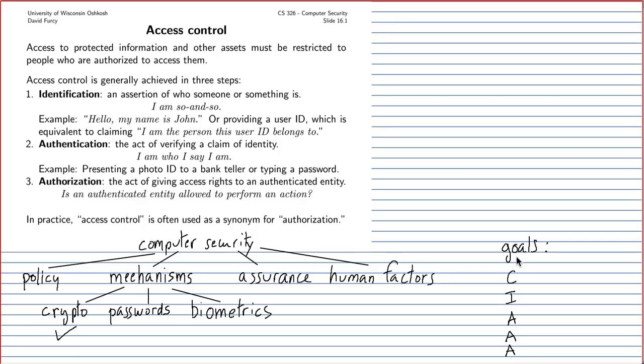So also remember the goals of computer security, the CIAAA goals. Make sure to remember what these stand for, as well as which one of these goals are supported by cryptographic primitives that we've discussed so far. So in starting with this lecture, we're going to discuss another topic of computer security, which is access control.